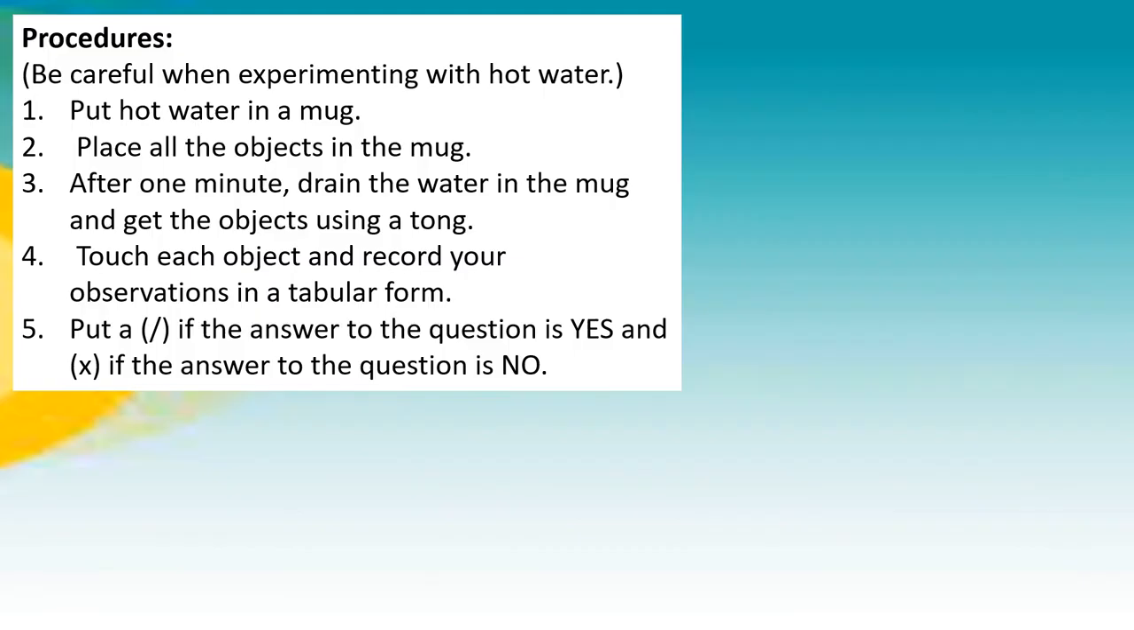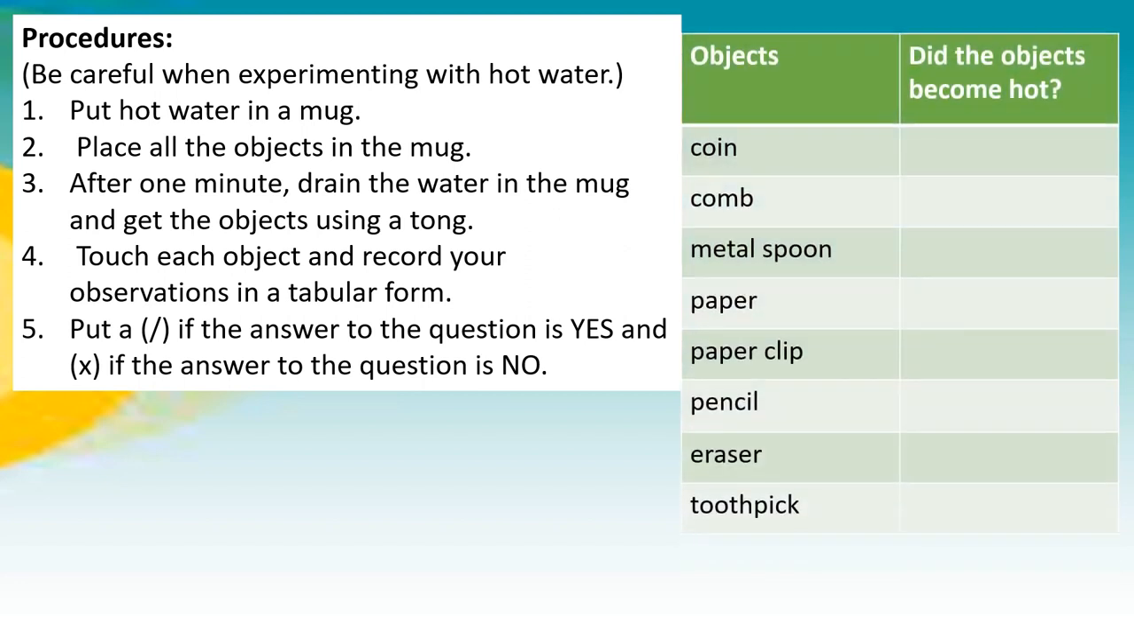Procedures: Be careful when experimenting with hot water. 1. Put hot water in a mug. 2. Place all the objects in the mug. 3. After 1 minute, drain the water in the mug and get the objects using tongs. 4. Touch each object and record your observations in a tabular form.